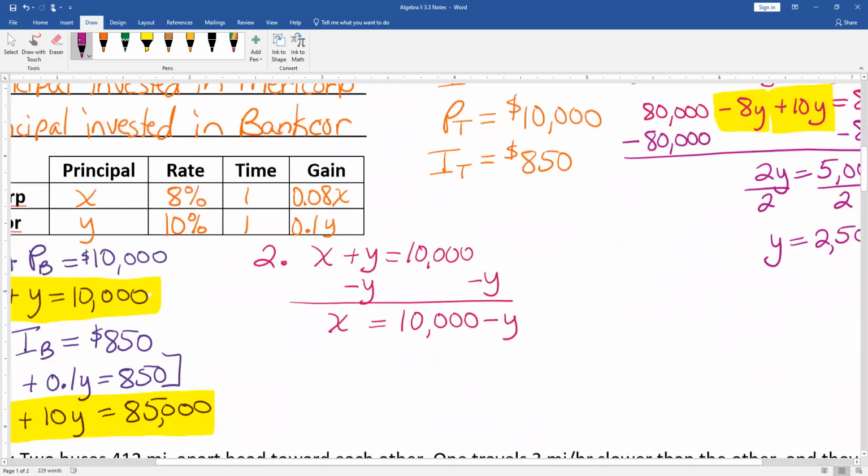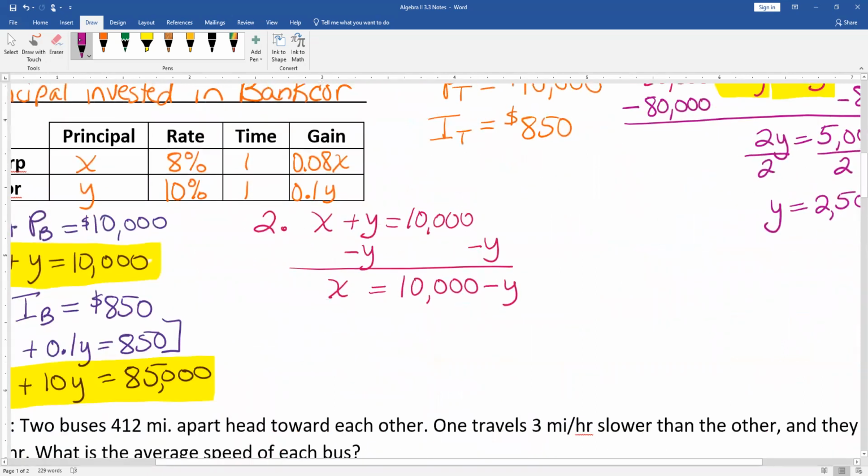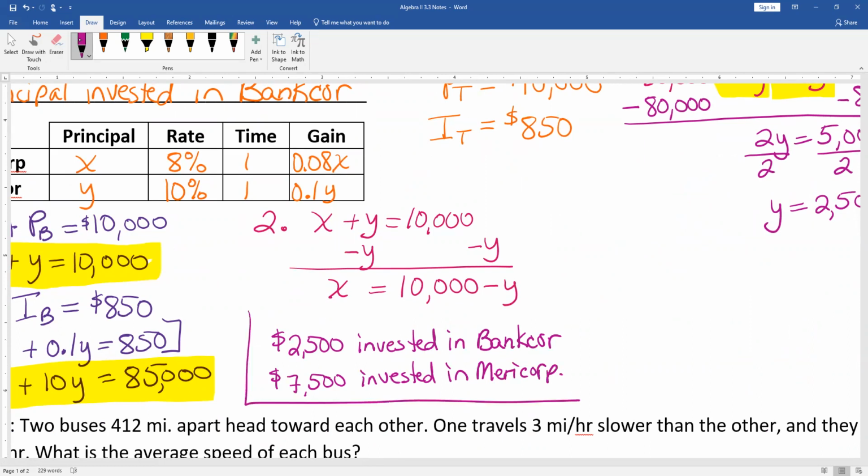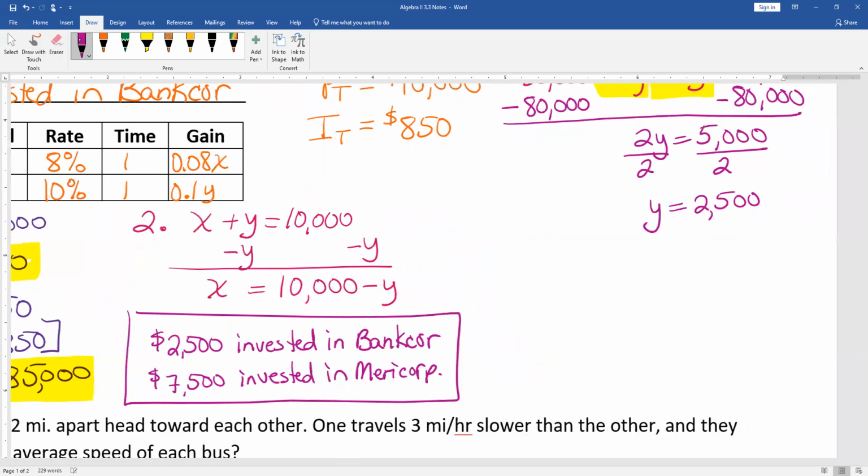So that means that 2,500 is invested in Bancorp, which hopefully you can, in your head, figure out that means that 7,500 was invested in AmeriCorp. And you're done. But let's do the math to prove that.